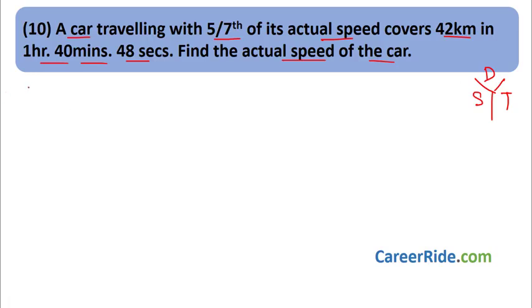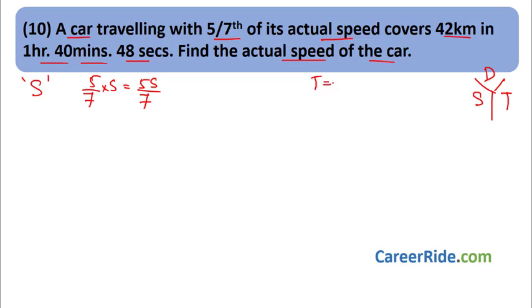We do not know the speed of the car, so let us assume that the actual speed is S. But the car is traveling at 5/7 of the actual speed. So what is the speed with which the car is traveling? 5/7 of S, that is nothing but 5S upon 7, right?